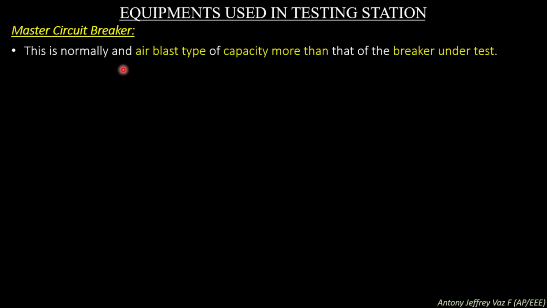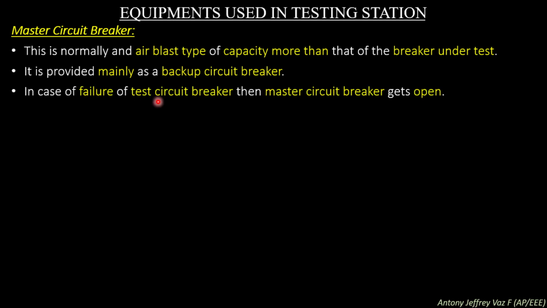Master circuit breaker. This is normally an air blast breaker of capacity more than that of the breaker under test. The main circuit breaker is known as the master circuit breaker, and it is of air blast type. It is provided mainly as a backup circuit breaker. So, this circuit breaker helps us as a backup circuit breaker.